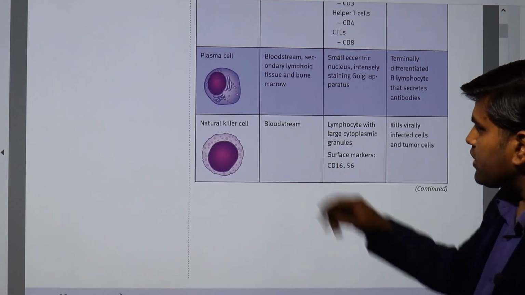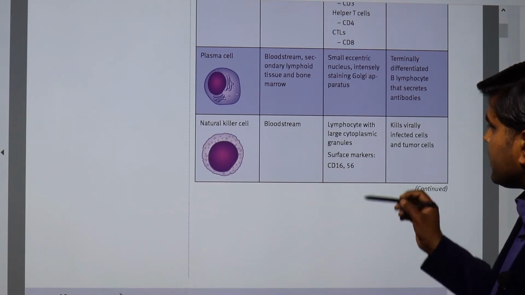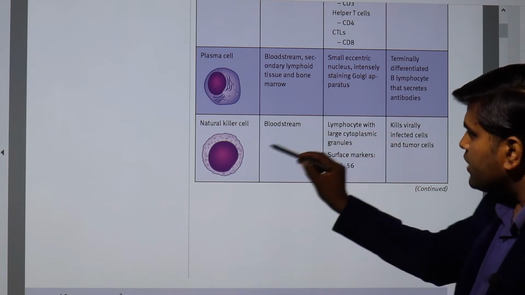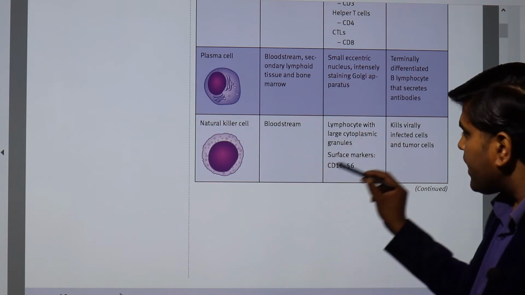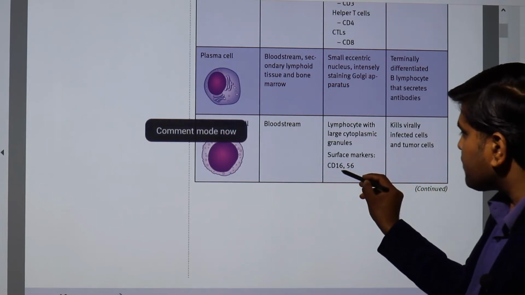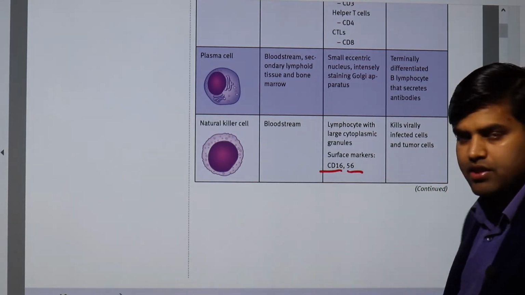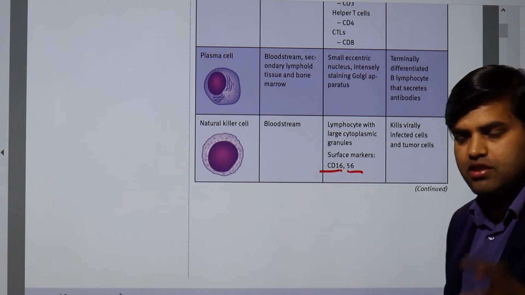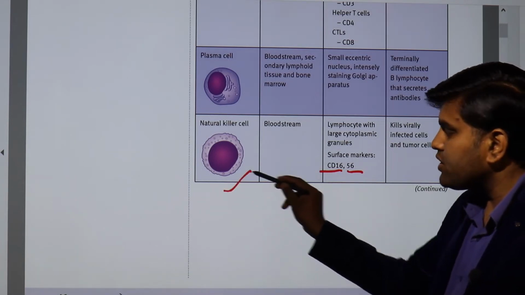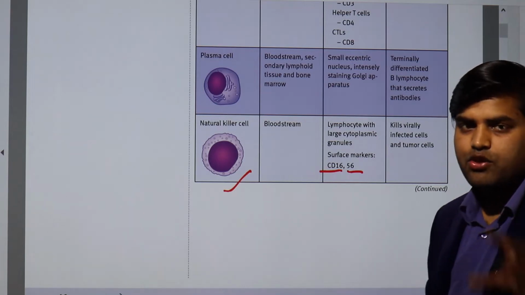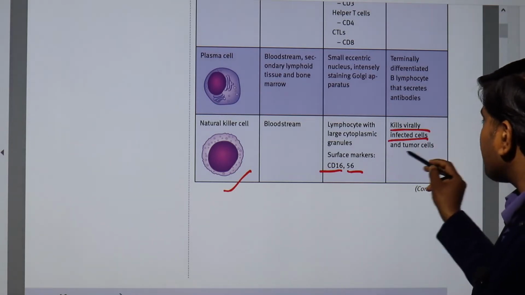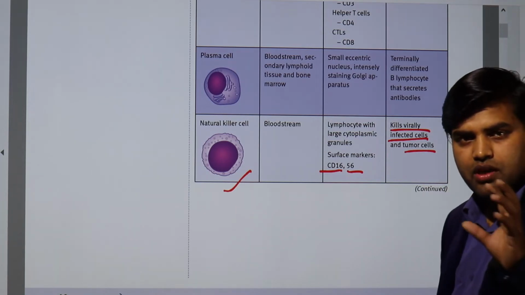Now come to the natural killer cell. The natural killer cell is present in the blood stream, a lymphocyte with large cytoplasmic granules. The granules will be more prominent, and their surface marker is important. I have told you all lymphocyte surface markers are important. This is CD16 and CD56. So CD16 and CD56 are the identifying markers of your natural killer cell, which kills virus infected cells and tumor cells. So this is the function of the NK cell.